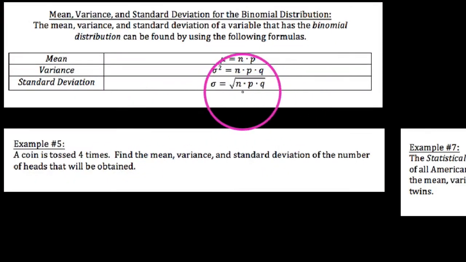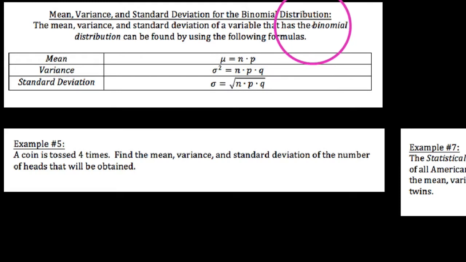Hello YouTube, this is my fourth video in my module on binomial probability distributions, and in this video we're going to focus on finding the mean, variance, and standard deviation of a variable that has a binomial distribution. So these would be variables that could be classified as either successes or failures.